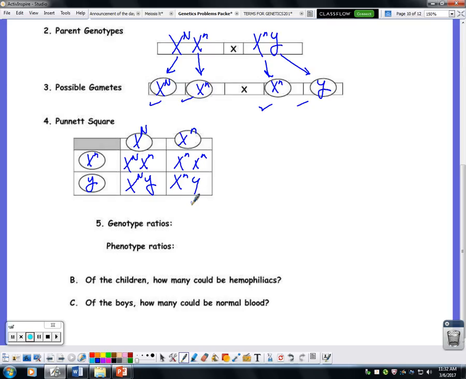Now, if this had been a normal female, big, and this one was a carrier female, big, little, every time for my phenotype ratios, I got 2 normal females. One's a normal female, one's a carrier female. They have separate titles. Now here, it's an issue. I've got 1 carrier female with normal blood, 1 hemophiliac female, 1 normal male, and 1 hemophiliac male.